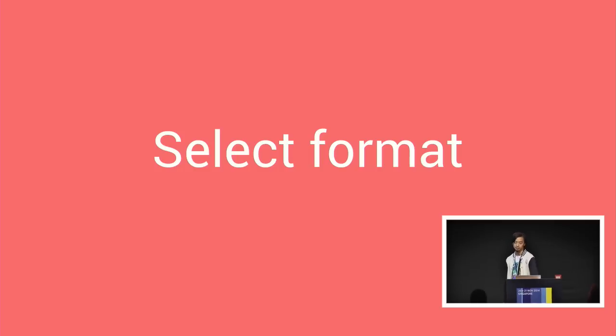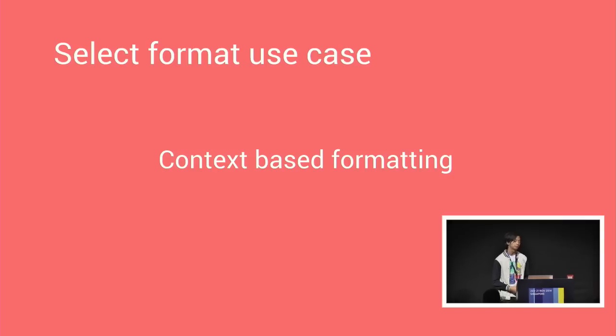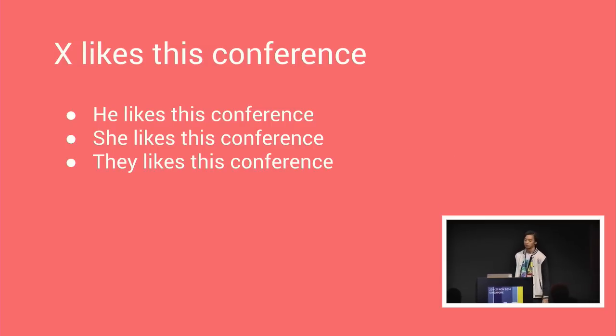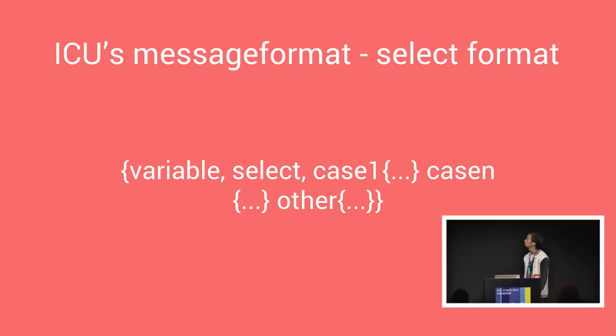Let's move on to select format. The use case for select format is context-based formatting. And what is that? An example is "X likes this conference," where X is substituted with he, she, or they. He likes this conference, she likes this conference, or they like this conference. And this is how the syntax looks for select format. It starts with the curly bracket and ends with the curly bracket. We input a variable, and the second argument takes a select keyword for select format. And then we need to define submessages for each case.